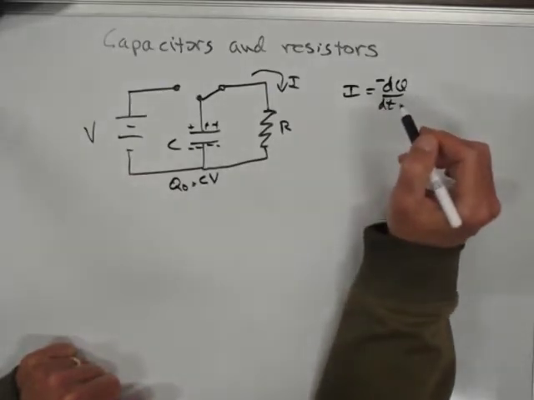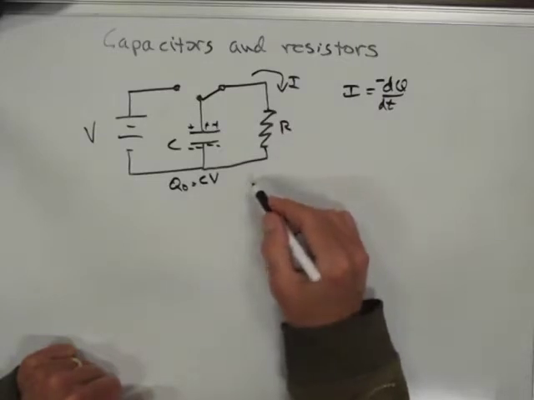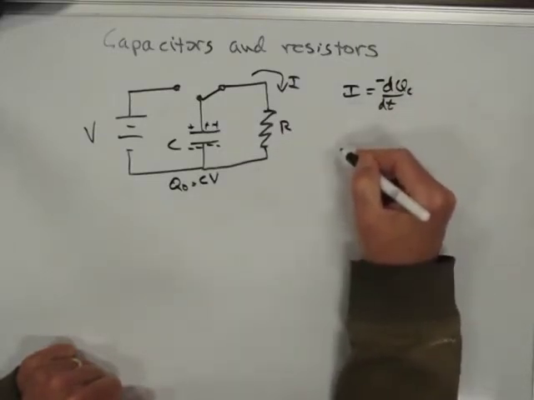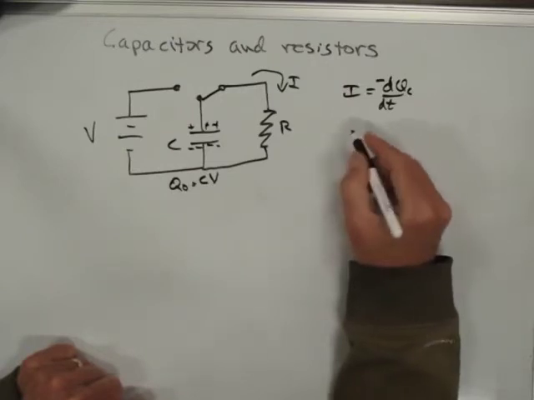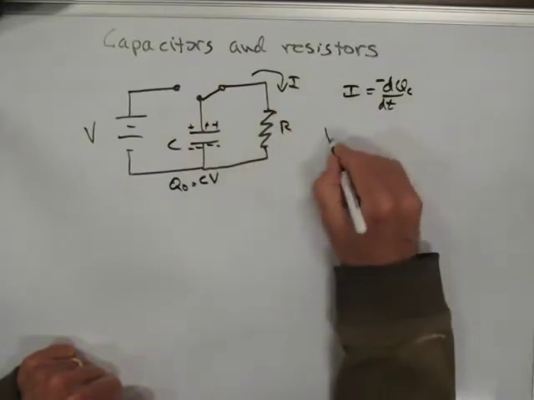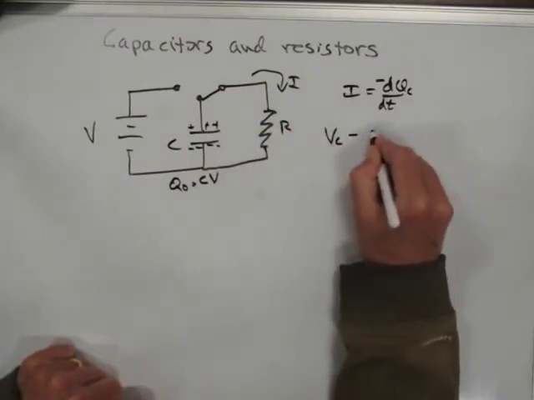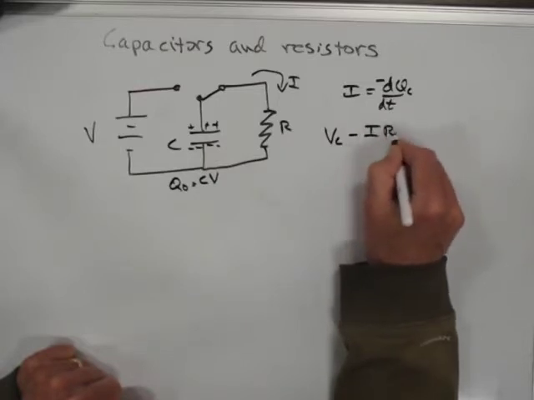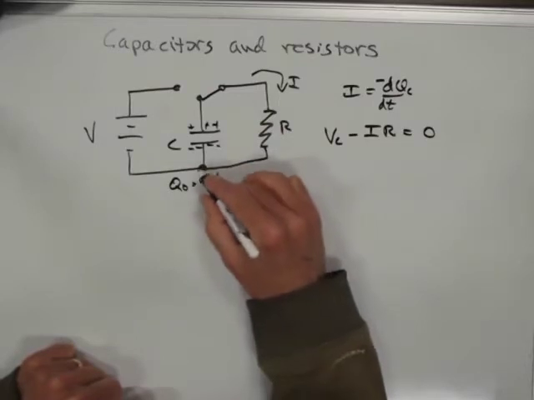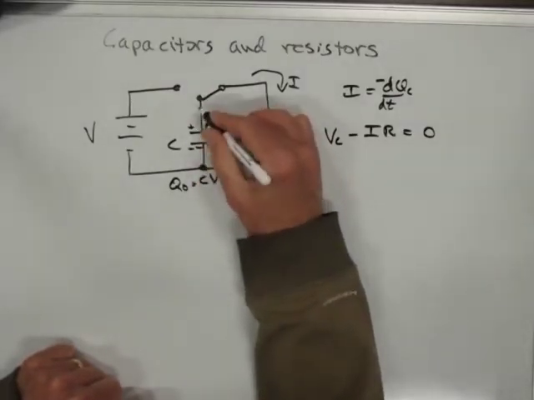sign is. Now I can just use Kirchhoff's rules around this little loop. Maybe I'll put a little C here for the charge on the capacitor, and I'll say, so if I go the voltage around here, I'll say the voltage on the capacitor minus I times R is equal to 0. That is to say, if I use Kirchhoff's rule from, say, this point, I jump up the voltage on the capacitor.